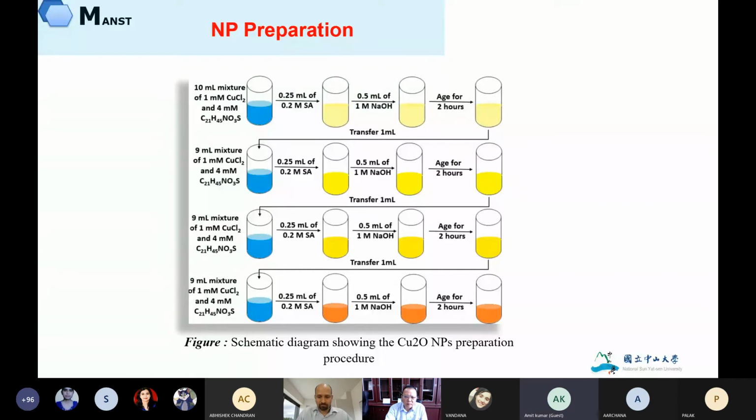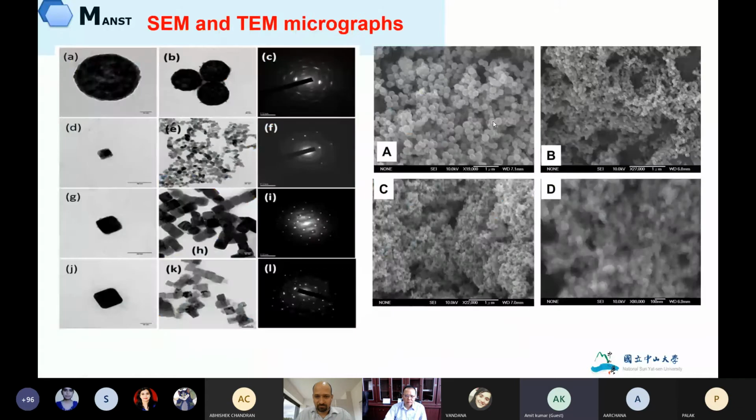So this is the synthesis process. We use a seed-mediated synthesis protocol wherein we use copper chloride as a precursor and sodium acetate as our reducing agent. And with each aging time and increase in the number of seeds, we perform this method to synthesize about 4 different kinds of cuprous oxide nanoparticles. As you can see here from the TEM images, the first one is a nanosphere with a size of about 80 to 85 nanometers.